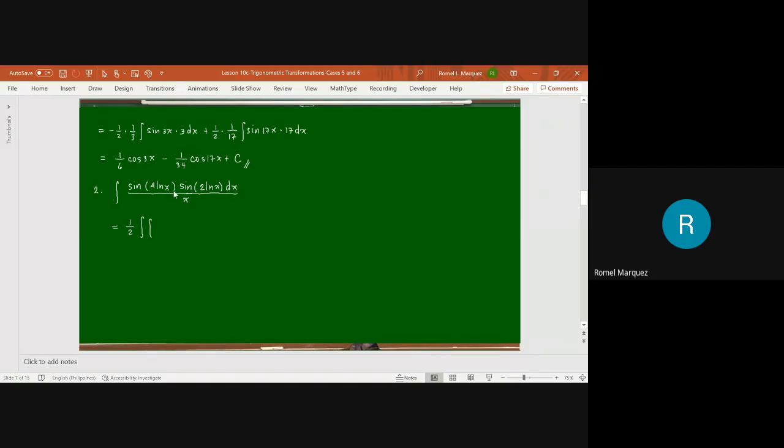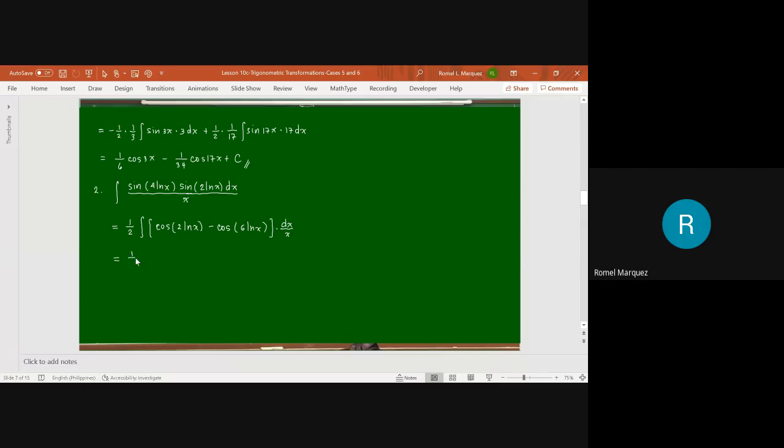The differential of ln x is dx over x. So this x goes with the dx. So sine of sum or cosine of sum. Pag sine, cosine, no? Let's have the difference: 4 minus 2, that is 2 ln x, minus cosine of, what's the sum? 6 ln x. Okay, guys? Then dx over x.